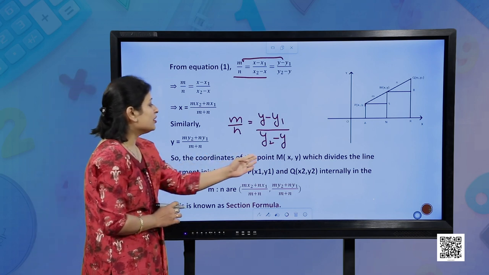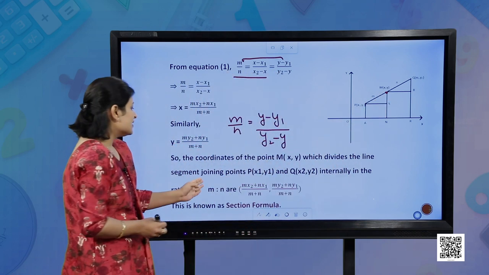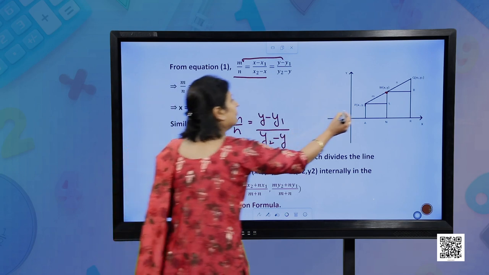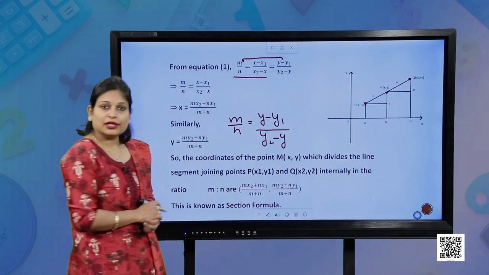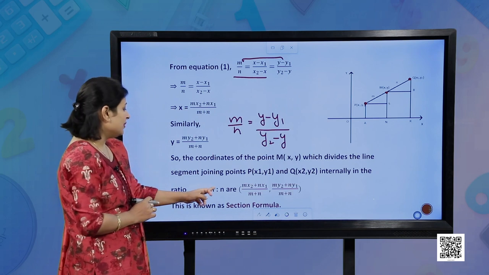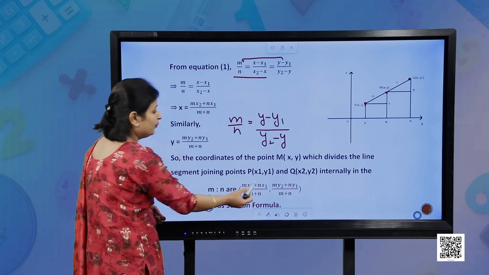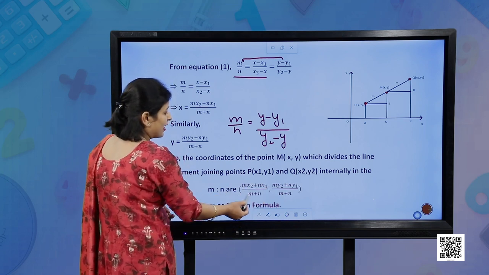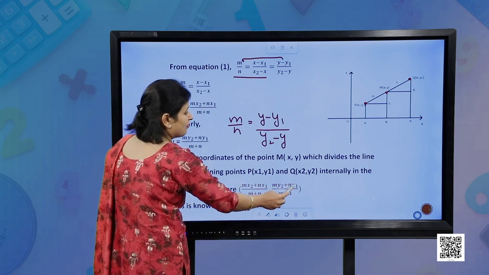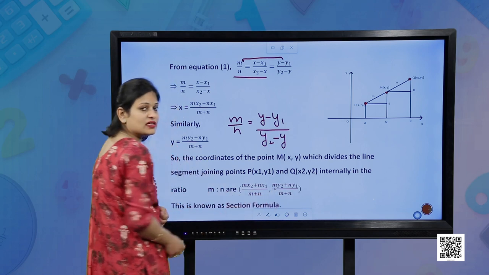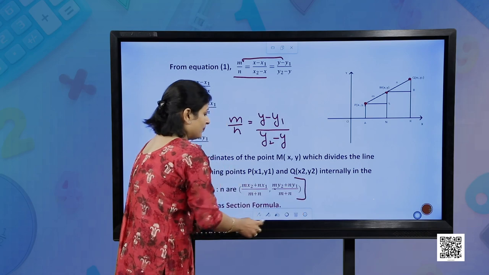So, the coordinates of point M, which divides the line segment joining points P(x1, y1) and Q(x2, y2) internally in the ratio m is to n, are (m x2 + n x1) divided by (m + n) and (m y2 + n y1) divided by (m + n). So, this is known as the section formula.